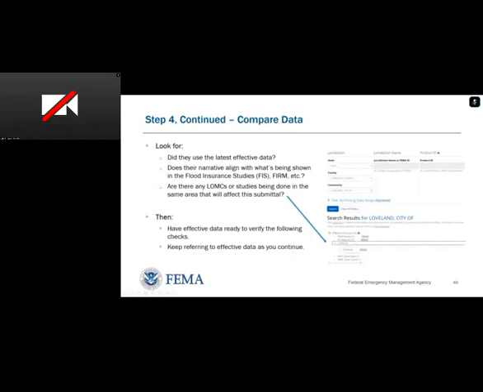And then we also, best practice is really keeping all of these documents open and continuously referring back to them as we continue through this review and we're looking through all remaining data.